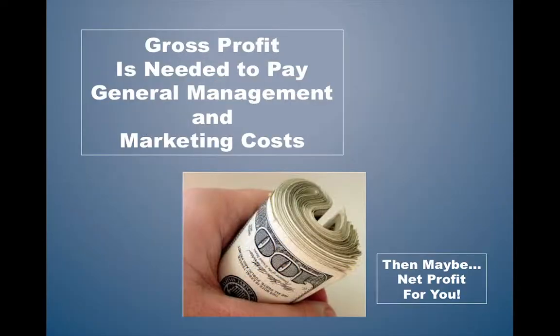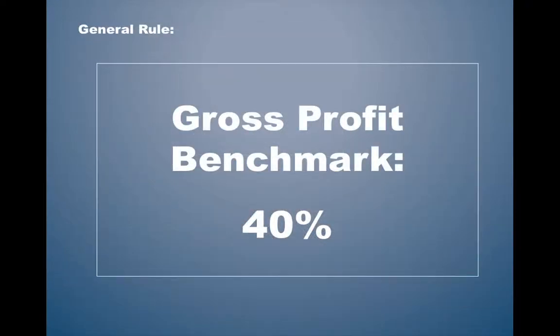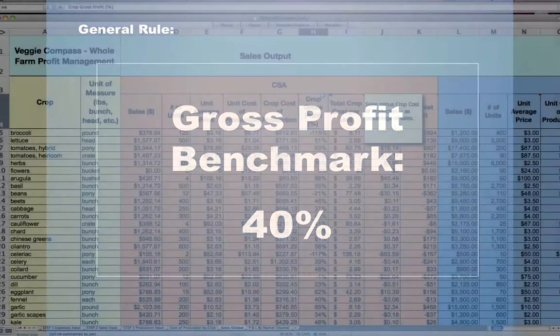This gross profit figure is what you can now use to pay for general management, market channel costs, and hopefully your profits. A general benchmark for this number is 40%. Most likely, in a healthy farm business, a gross profit of 40% and higher will mean profitability.